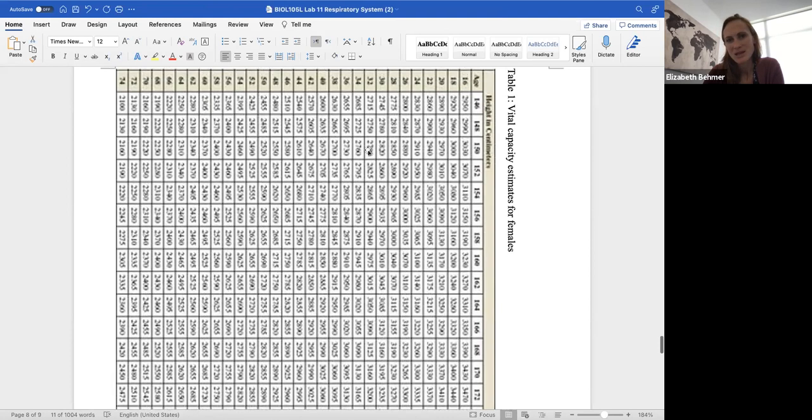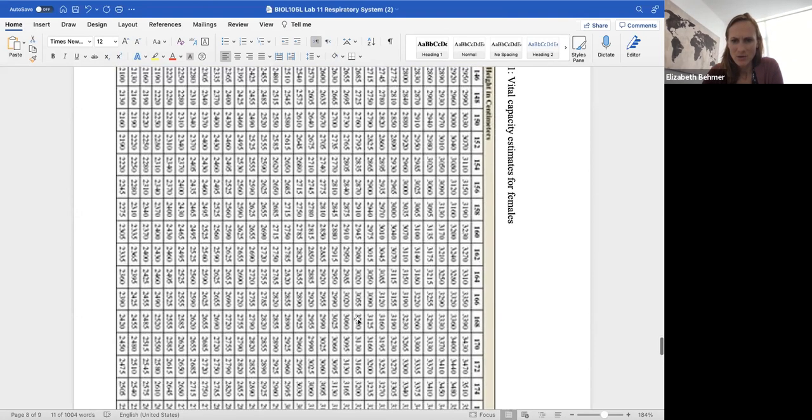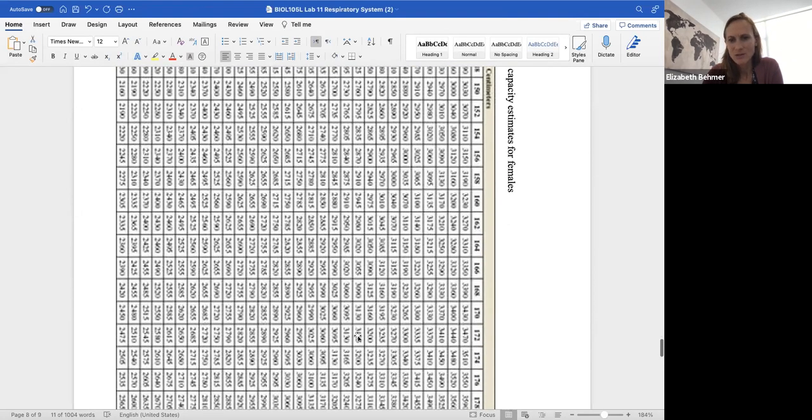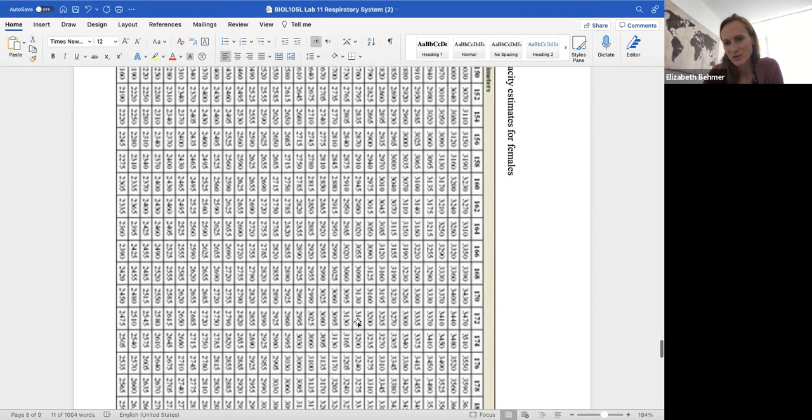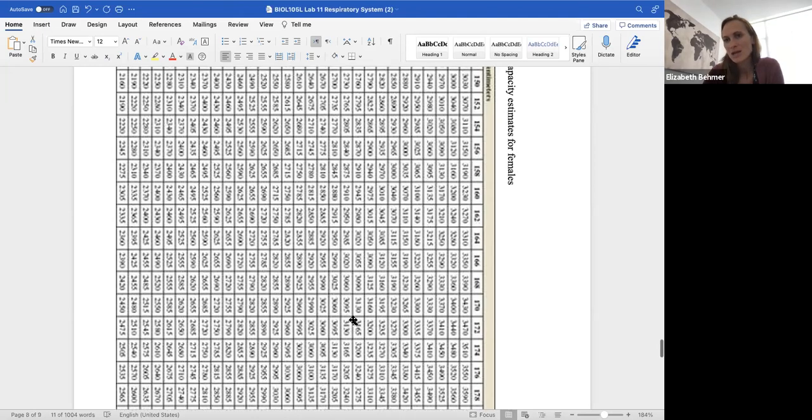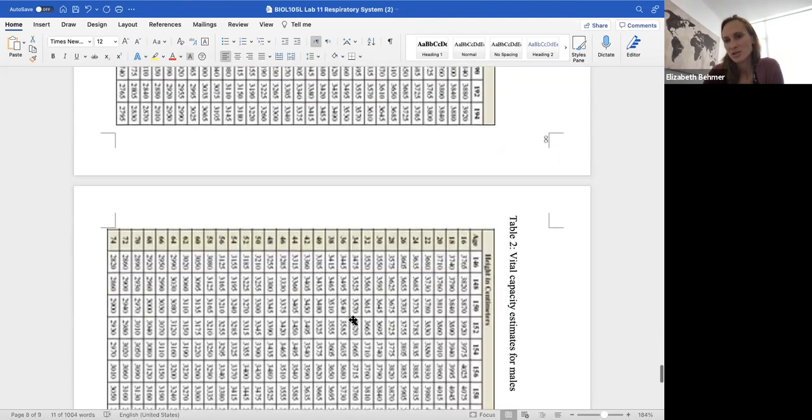Again, I'm going to keep my cursor at the 34 line mark so I can remember that. And then I'm going to go to 172 centimeters. So my vital capacity where my cursor is, if you can see that, is 3,165. So you use the chart at the top to find your height in centimeters, and then you go down to find your age. That's the chart for females, and then there's a chart for males.